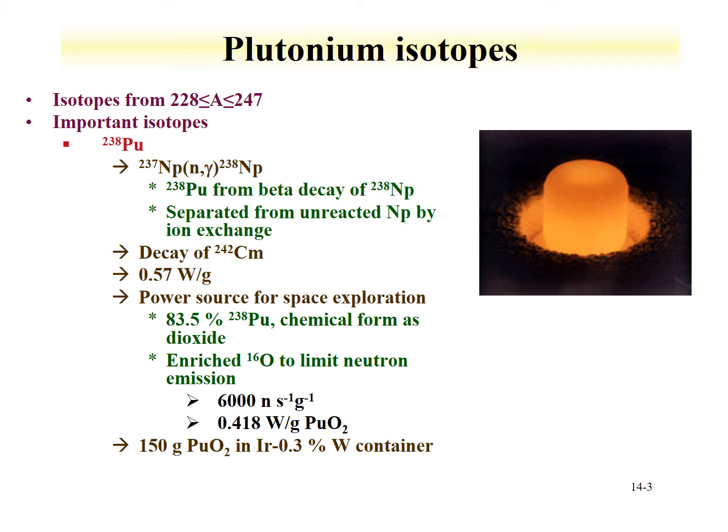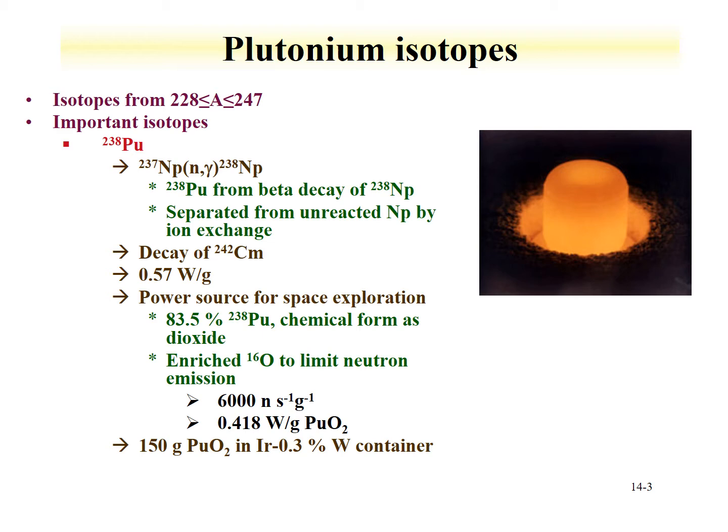You can make plutonium-238 oxides with up to around 84% plutonium-238, so you can have some plutonium-239 in there. In this oxide form, they actually enrich the oxygen in oxygen-16 to limit neutron production. If you have a nucleus with that extra neutron, for instance oxygen-17, the alpha-n reaction, the alpha particle hitting oxygen-17 and producing a neutron, has a relatively large cross-section. You want to limit the amount of neutrons coming off your source.